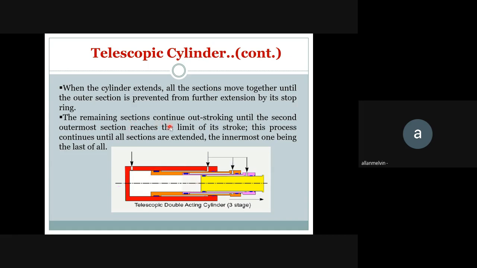The remaining sections continue outstroking until the second outermost section reaches the limit of its stroke. This process continues until all sections are extended, the innermost one being the last of all. So in this case, the orange one will extend first. Normally it will have two stages or three stages. The maximum normally will be three stages. If not, it will be too long.